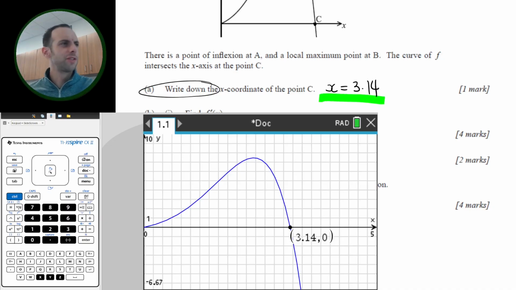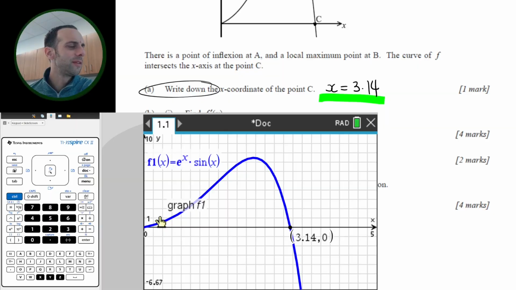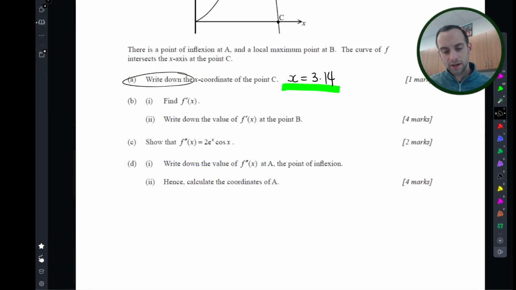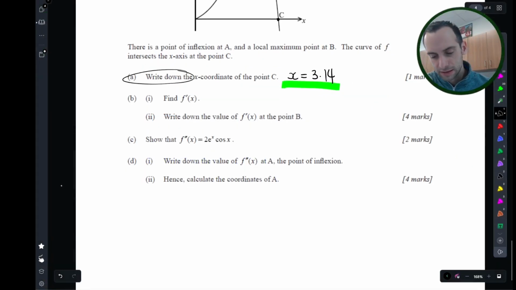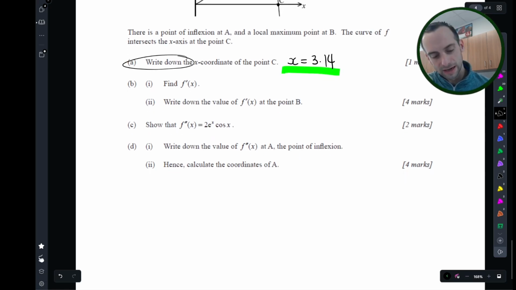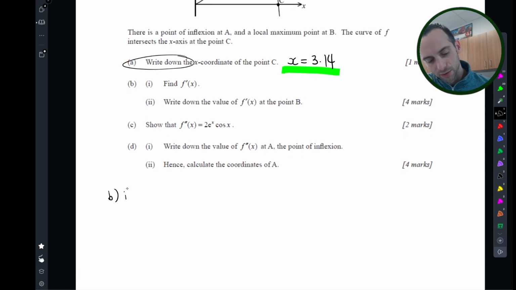Second part of the question, we are asked to find f prime of x. So this is the derivative of f of x. This is something we have to do manually. The calculator is not going to help us. So we're going to apply our product rule here. We'll get our u and our v set up down the bottom. U will be e to the x, v will be sine x.